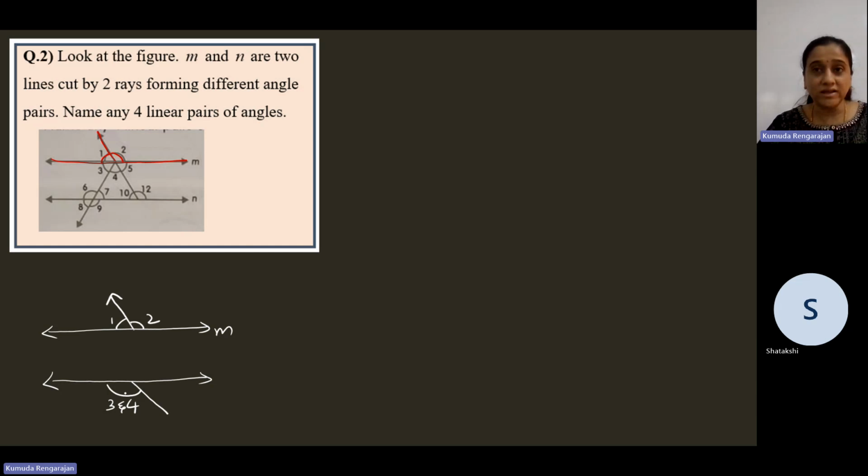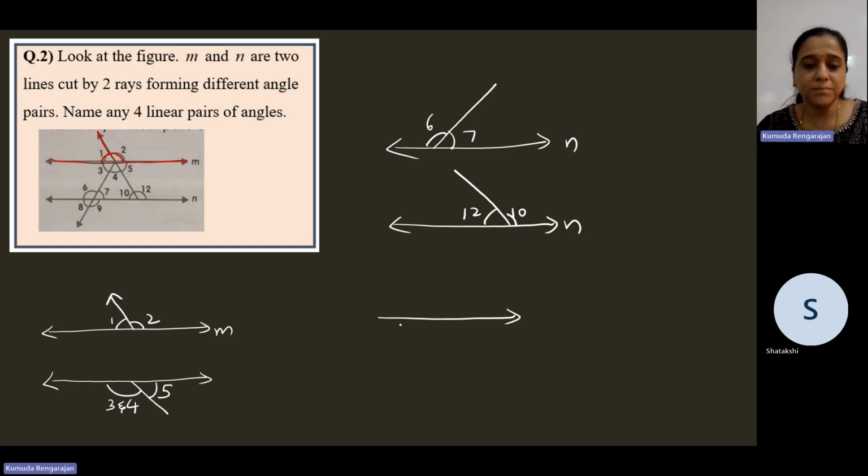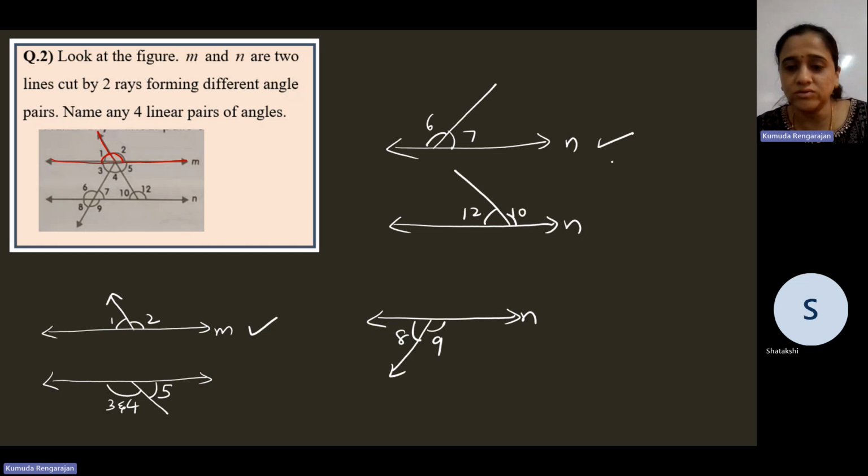These two angles together and this angle. 4 and 5 don't form a linear pair. Yeah, 3, 4, 5. On N, we have a ray like this, and there is 7 here and 6 here. On N, we have a ray like this, and we have 12 here and 10 here. And on N, we have a ray like this, and we have 8 and 9 here. Since they're asking for four, you can go with these 1, 2, 3, and 4.